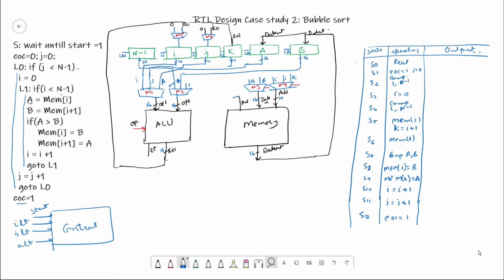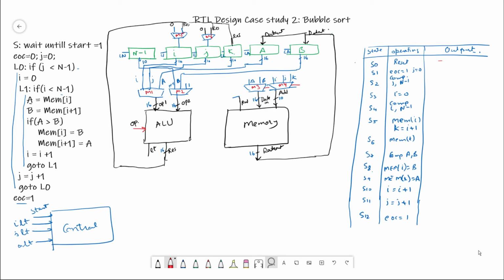Now let's write the control part. When reset equals 0, there is no output, so all of these signals are supposed to be 0. When all these load signals are 0, whatever is there in the register will remain there.